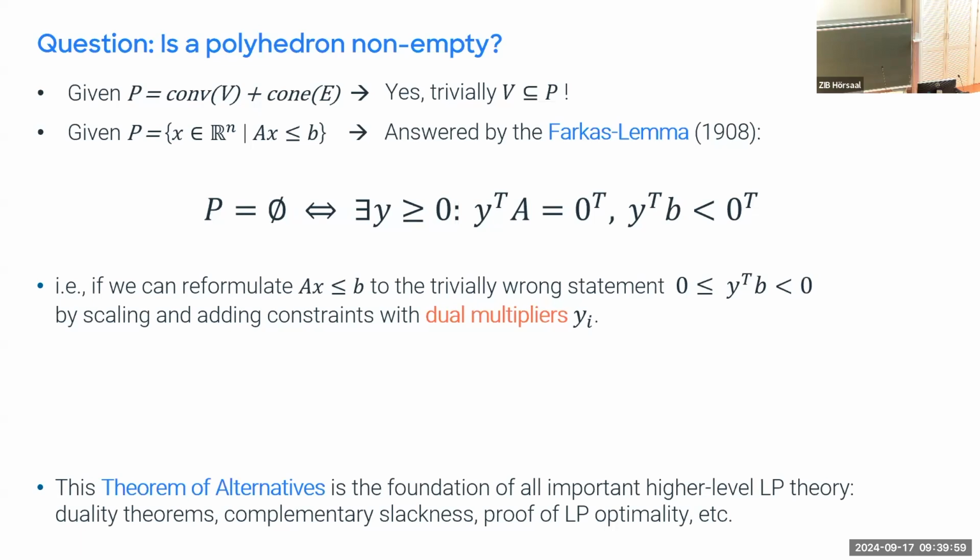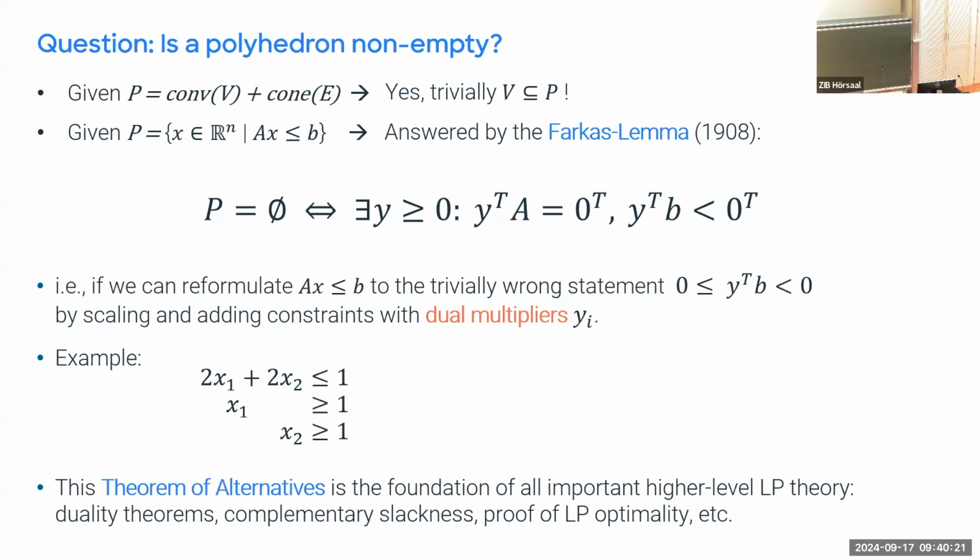And this is kind of a theorem of alternatives. Either you have a solution or you have a proof that there is no solution. That's a very nice situation. And this is actually the foundation of all important higher level LP theory, which we'll immediately come to, but maybe just a small example to round this off.